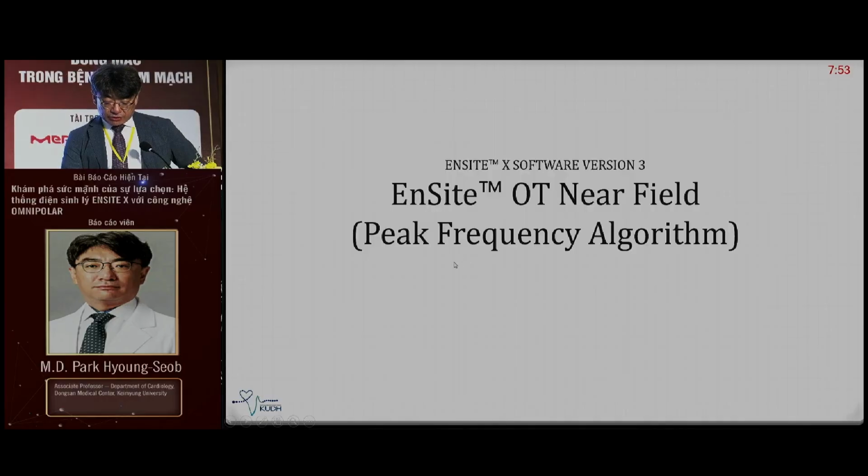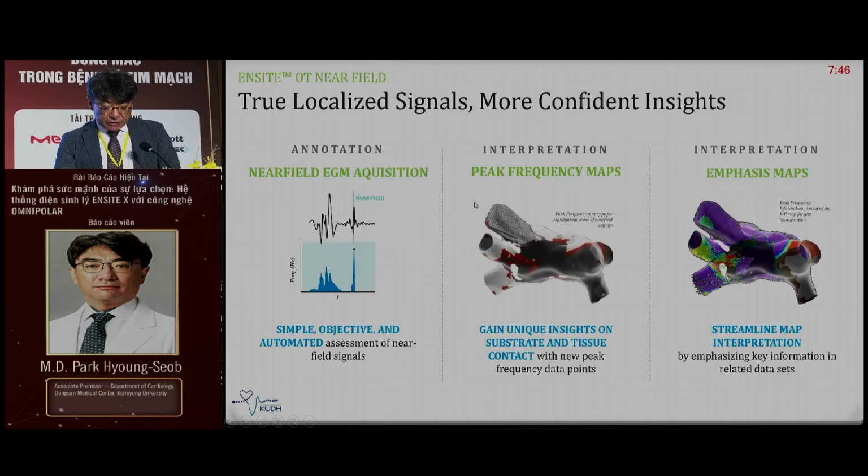Now I will move on to the EnSight X near field algorithm. It is usually called the peak frequency algorithm. As you know, there is always a far field electrogram and a near field electrogram. But the EnSight X system has the near field algorithm, so it gives us information about the local high frequency electrogram.